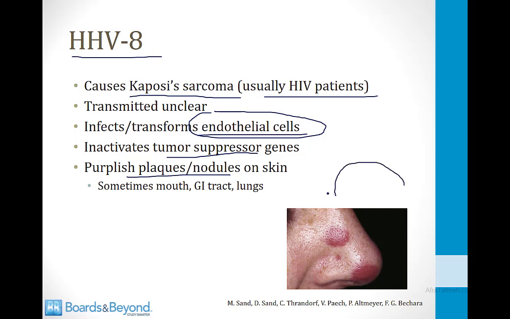This is an example of someone with Kaposi's sarcoma of the nose shown on the screen here. Also, these tumors sometimes develop in other places like the mouth, the GI tract, or the lungs. And that concludes our video on herpes viruses.